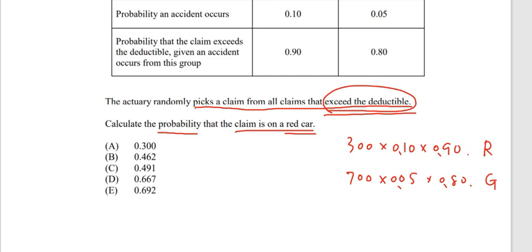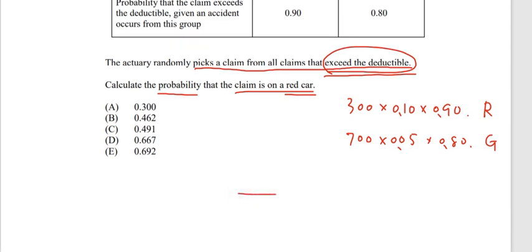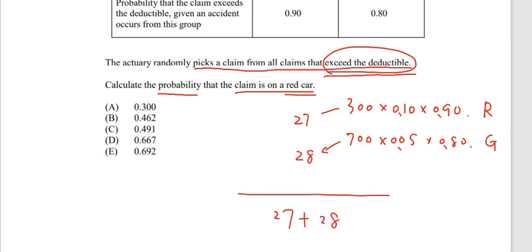So the probability is this. We can multiply together: this equals 27 and this equals 28. So among the total 27 plus 28, the red car part is 20. We find that the answer is 491.